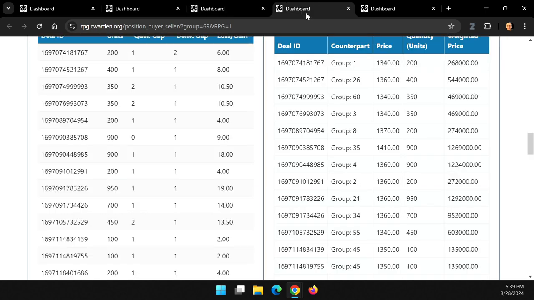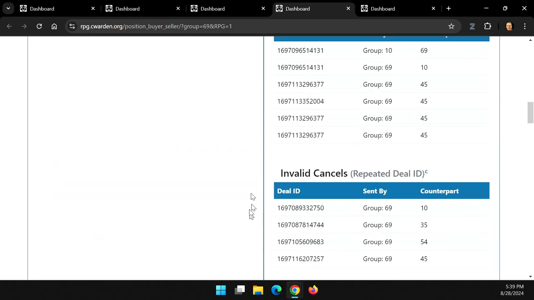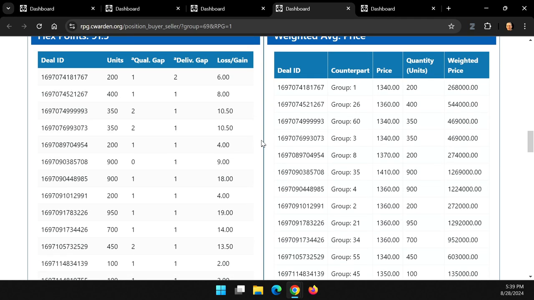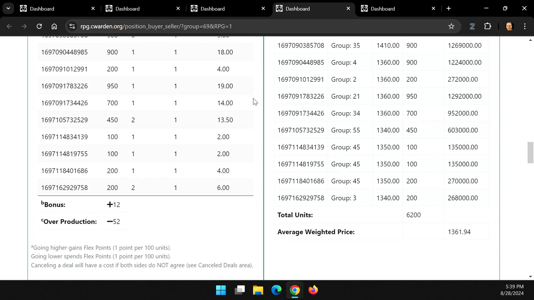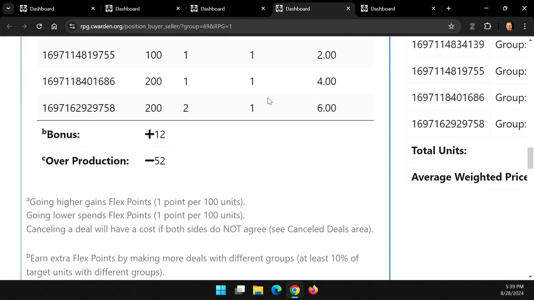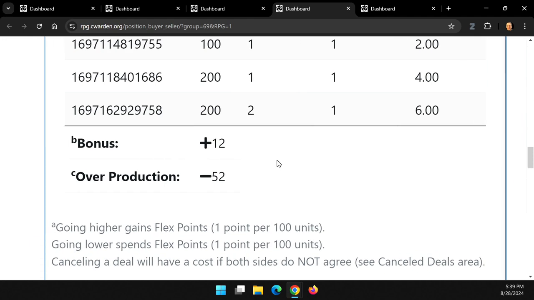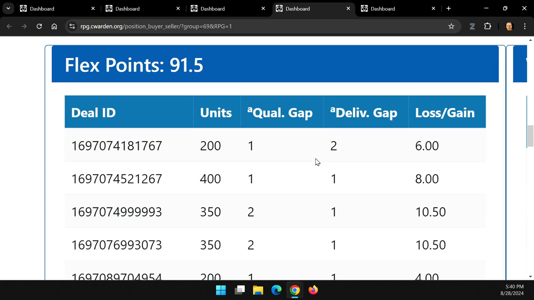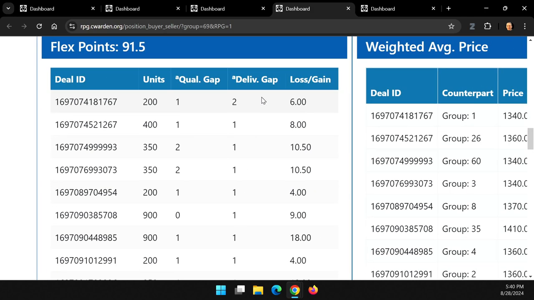Well, let's look at an example here. I think I have a good example. Here we go. This is a group, and this group is a seller. And you can see they made a lot of deals. Why did they make a lot of deals? Because they must have found other groups that would buy their products for a lower price, for a slower delivery, for a lower quality, so they could make more and more flex points. And they kept producing, and they produced so much that you can see they actually end up spending 52 flex points in overproduction. 52. But even though they spend 52, their total flex points they're getting is 91.5. How did they get so many flex points? Well, they get the flex points from their quality gap and their delivery gap. Look at all of those.